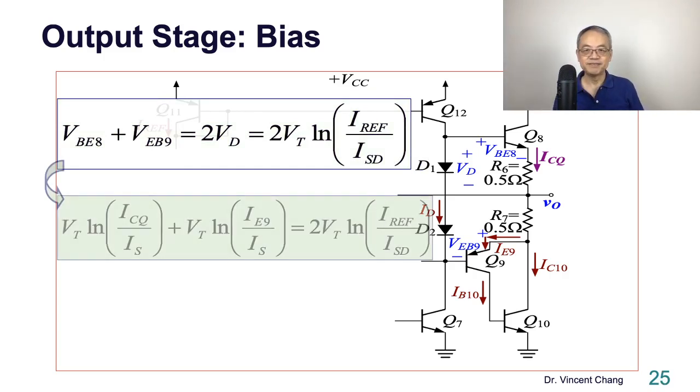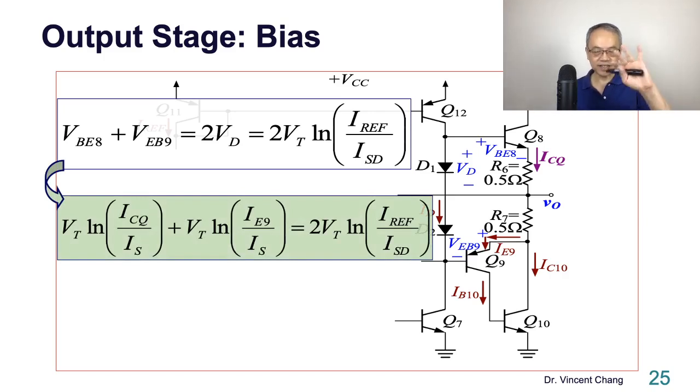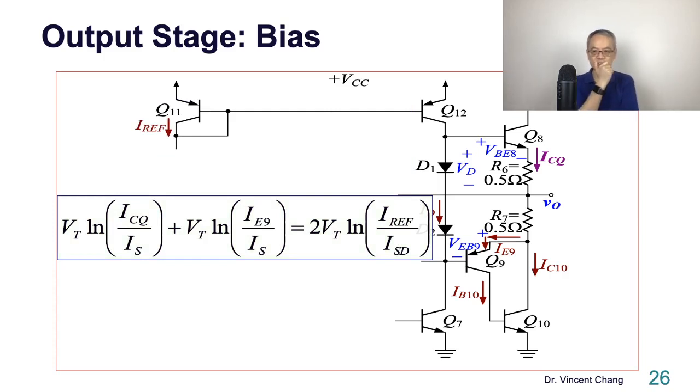So what's the next? The next, you can express the VBE based on the ICQ. So based on the transistor's IC-VBE relationship, so the VBE equals VT natural log ICQ divided by IS. The IS means what? It's different from the ISD. So IS is the saturation current of the BJT, the saturation current of the bipolar junction transistor. So the VEB, in the same way, the VEB9 equals VT natural log IE9, emitter current of the Q9, divided by IS.